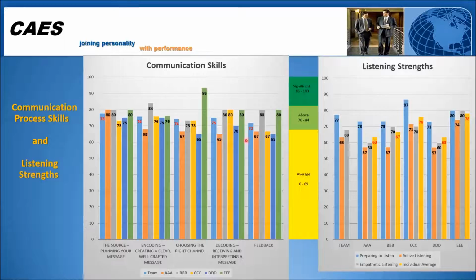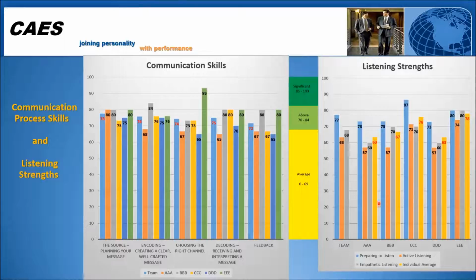Or we can look at it from the aspect of, are there things that we should be doing with member A in order to bring them up in their communication capabilities as well. But overall, we've got a pretty good group of communicators on the basis of the process.